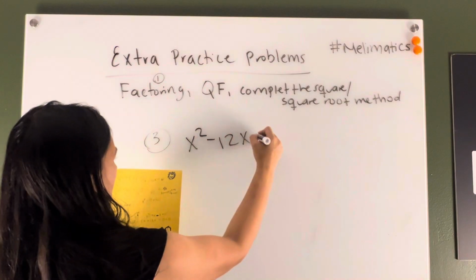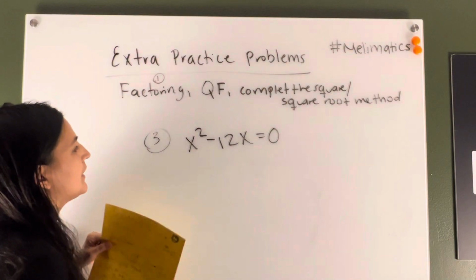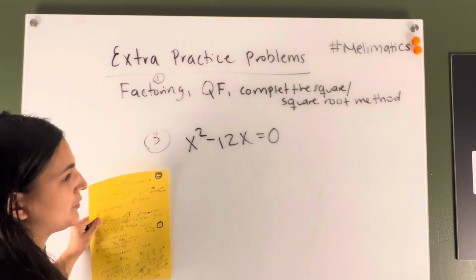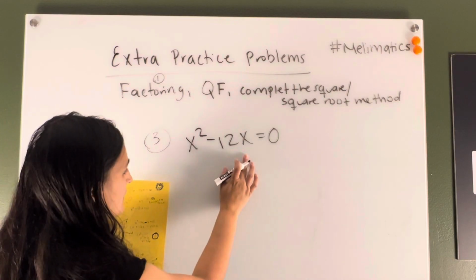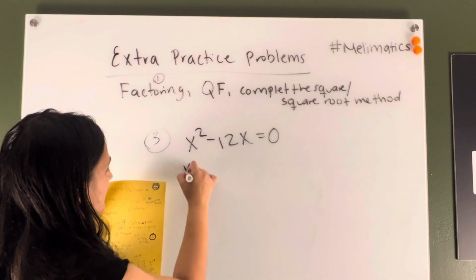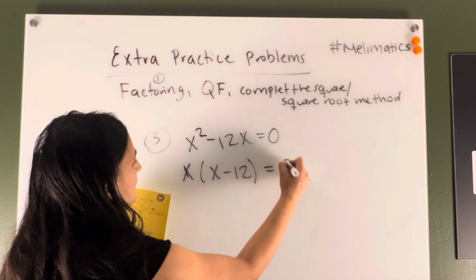We've talked about this in class, so let's say we have something like this and we don't have the C term. Well, then I can look and say, hey, before I make this more complicated than it needs to be, I can see a GCF. Both of these have an x in common. So if I were to take an x out, you would be left with x times x minus 12 equals 0.